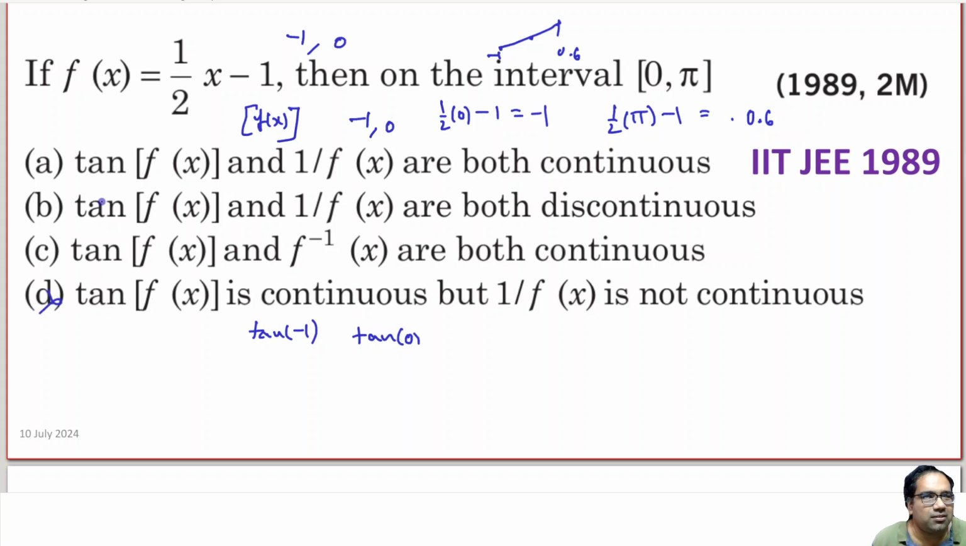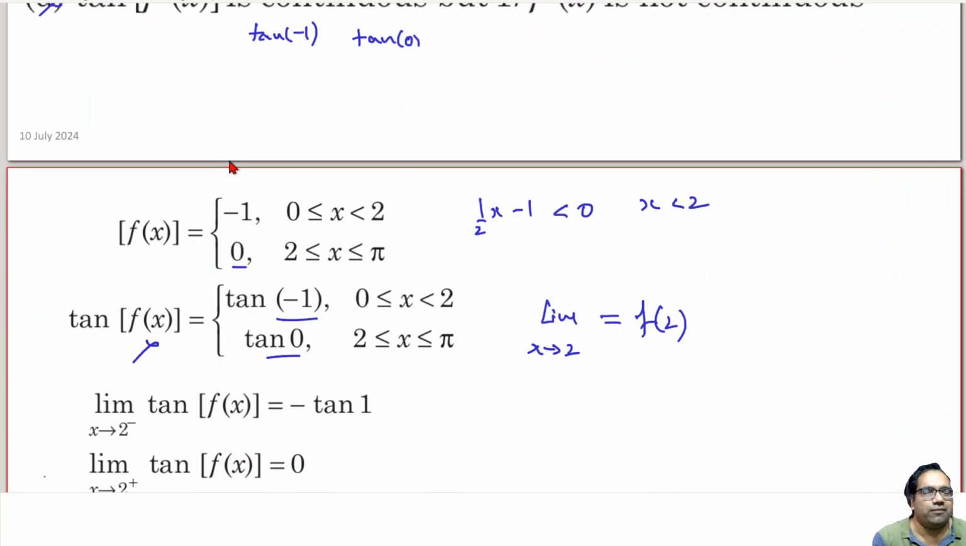What does that mean? Option D is wrong and option A is wrong, because in both cases they mention continuous. Option C is also wrong. Let us verify option B. Is 1 by f of x discontinuous or not? Half of f of x is half of x minus 1, that is nothing but x minus 1 by 2, so x minus 2 by 2. 1 by f of x is the reciprocal of this, that is 2 by x minus 2. Obviously, when x equals 2, this function is not defined, right? So there is a break at x equal to 2.